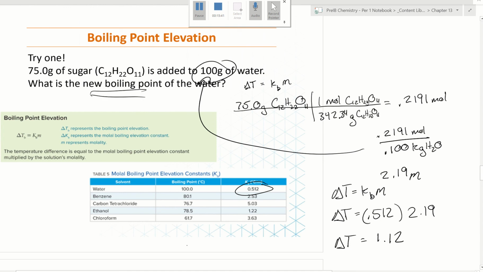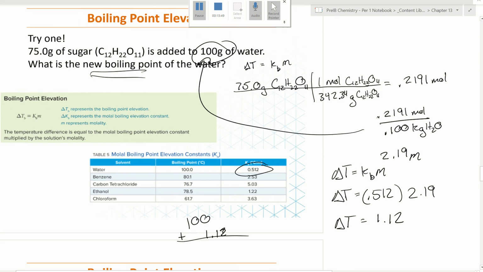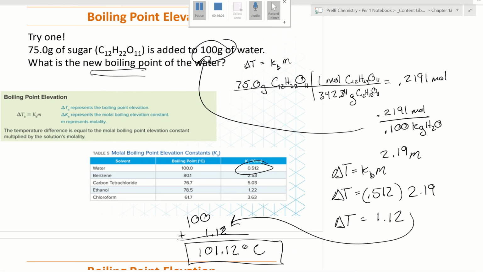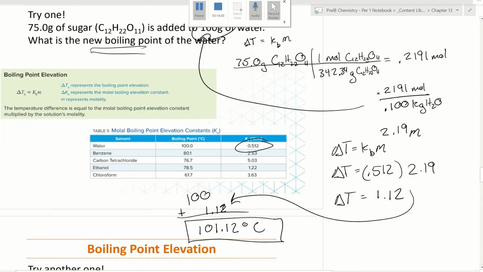The new boiling point is the old boiling point plus how much it went up, which was 1.12. So the new boiling point here is 101.12 degrees Celsius, and that is my answer. So this guy goes here, and I add it to the original boiling point. So that's how you do boiling point elevation.